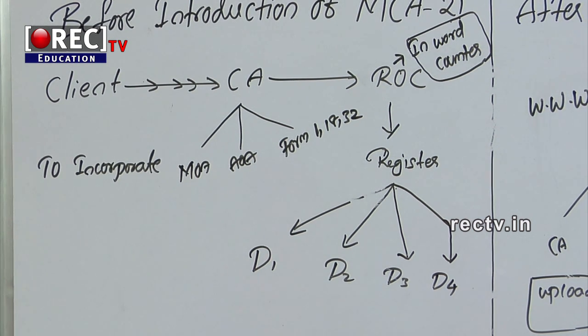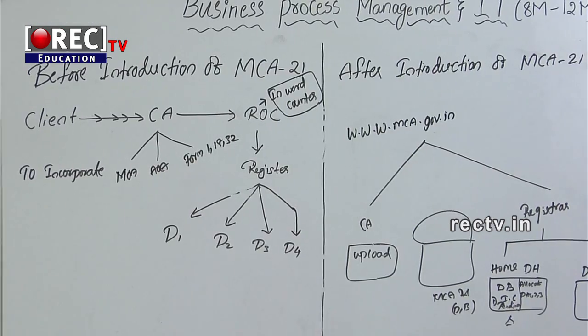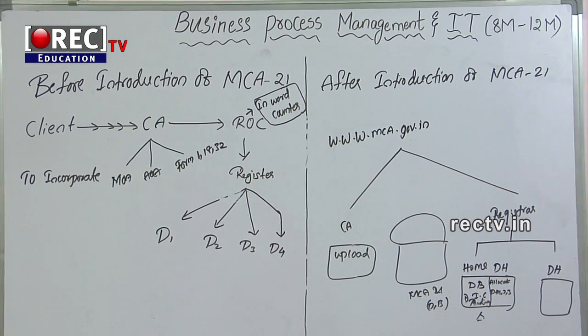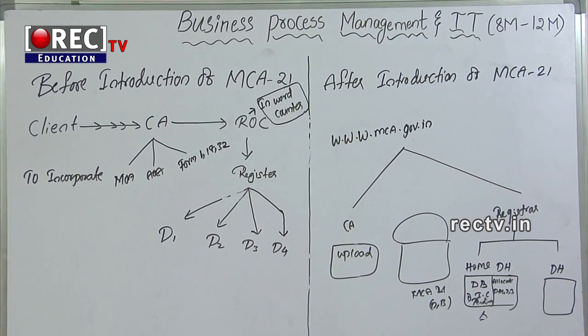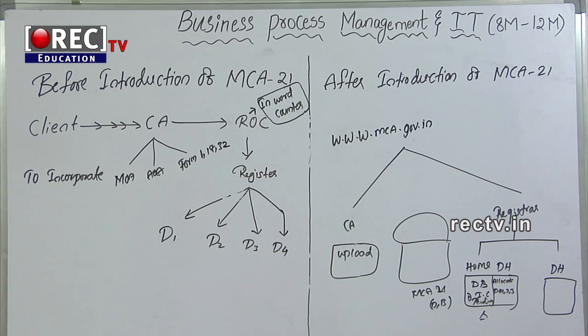The registrar can't do it alone; this is a manual process. Before MCA 21 everything was manual, so the registrar can't take on the whole process alone, so he will have some dealing hands. In this example, I have taken a registrar who has 4 dealing hands: D1, D2, D3 and D4.